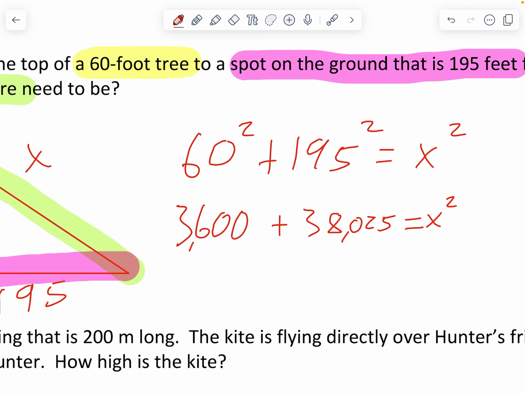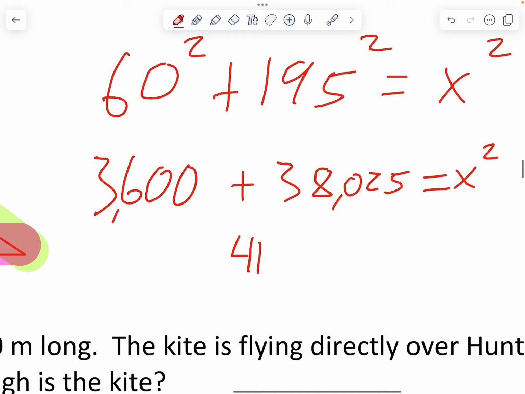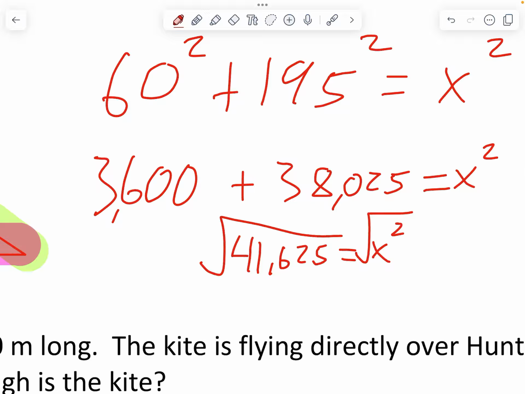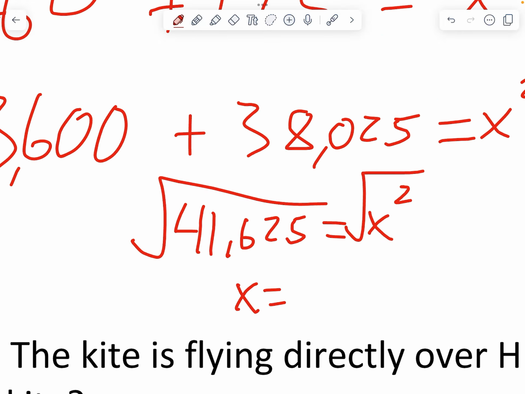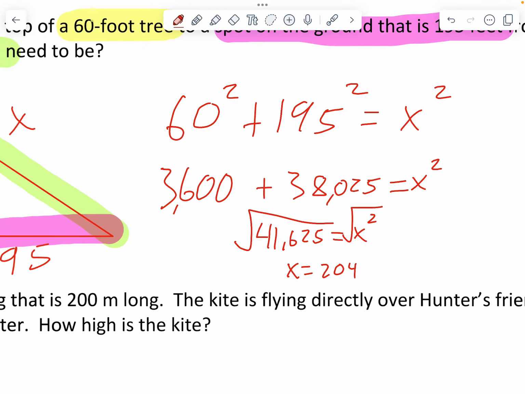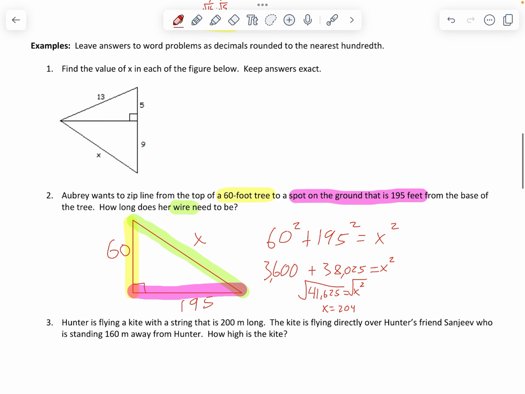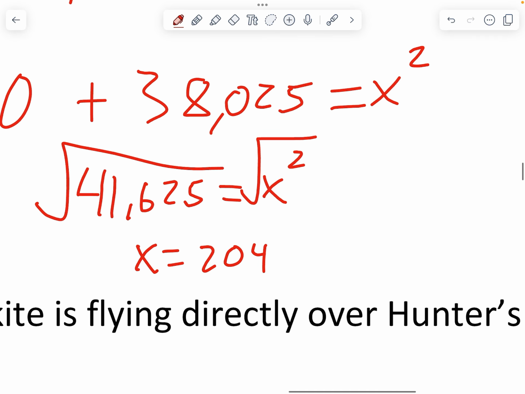That's going to be 41,625 equals x squared. Now we take the square root of both sides, so I want to type in the square root of 41,625, and I get x equals 204. What does it say about rounding? Round to the nearest hundredth, okay? So that's 2 decimal places, so I want to go 0.02, all right? And that will be my answer.